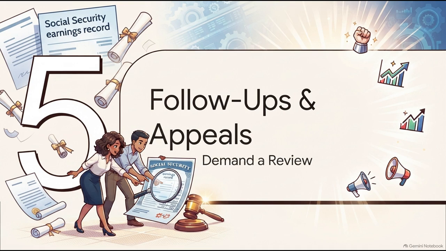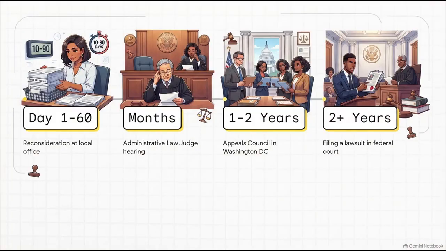Moving on to Step 5, follow-up and appeals. And the golden rule here? Don't take no for an answer. After you submit your rock-solid evidence, you might have to wait anywhere from 10 to 90 days. But what happens if they actually deny your correction? Like I said, do not take no for an answer.